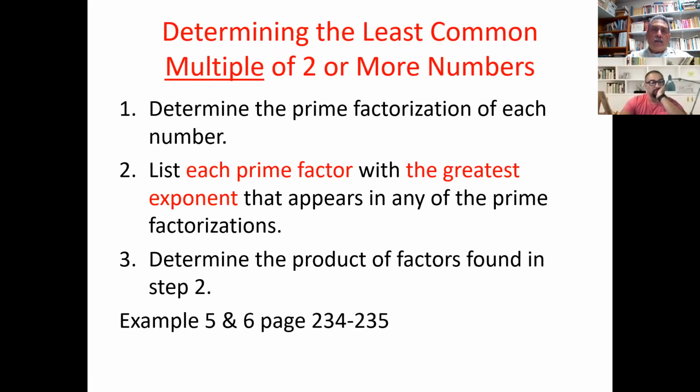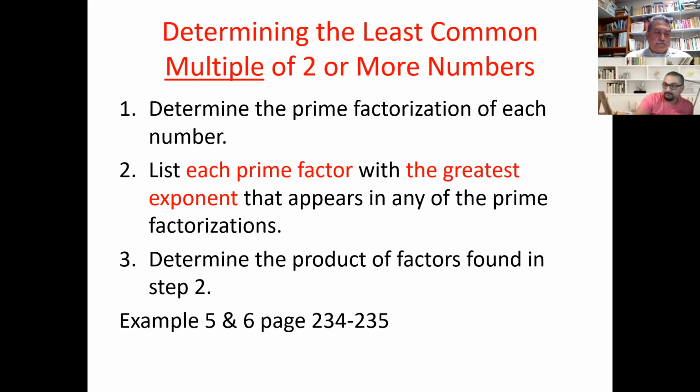Now, when we want to find the LCM of two or more numbers, first we need to find the prime factorization, then list each prime factor with the greatest exponent that appears in any of the prime factorizations, and determine the product of the factors found in step 2. Let's look at an example. These things make sense when we see an example.